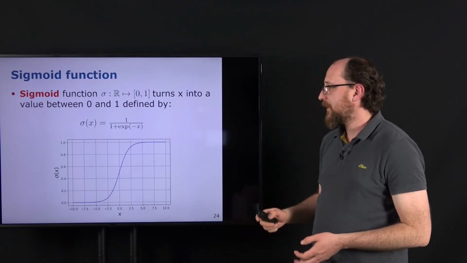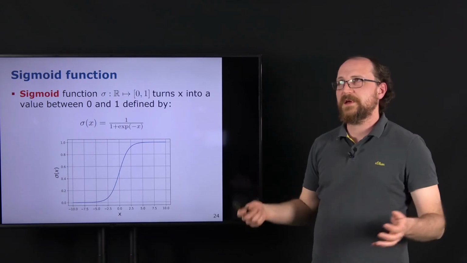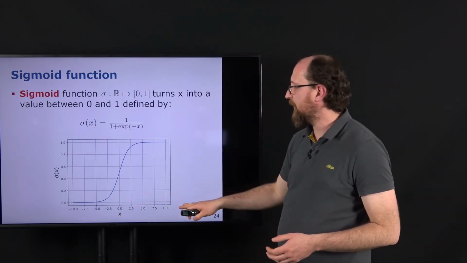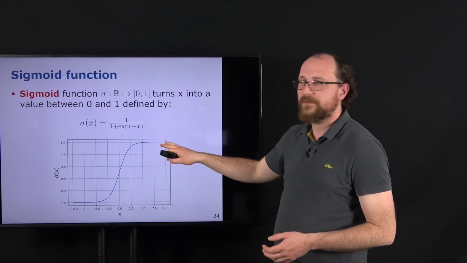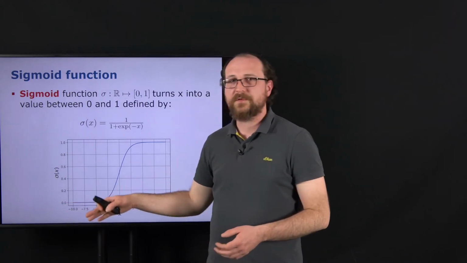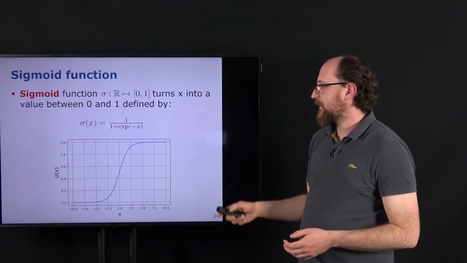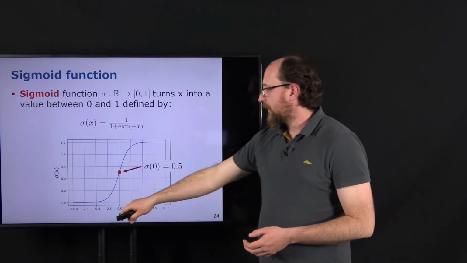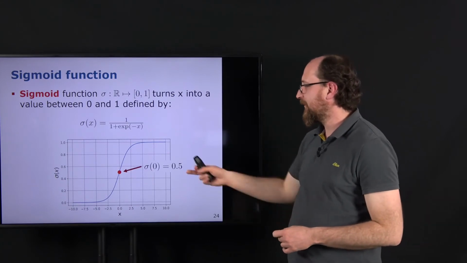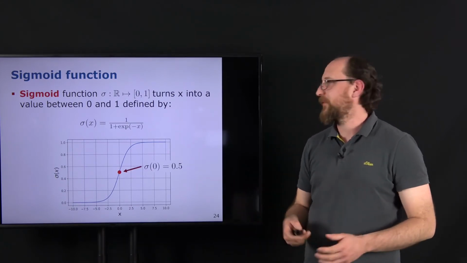And the good thing here is that when we think again of the distances from the hyperplane, when they increase, the probability increases to 1, and when the distance decreases, the probability decreases to 0. And one specific good thing is that at 0, when we are exactly on the decision boundary, the sigmoid function handily puts out 0.5.